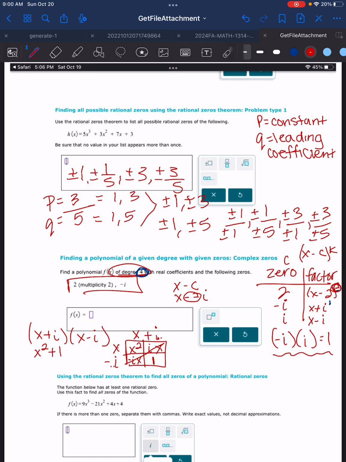Okay, so now I need to go back and do x minus 2 squared, which is x minus 2 times x minus 2.